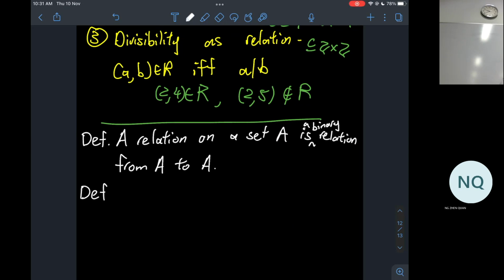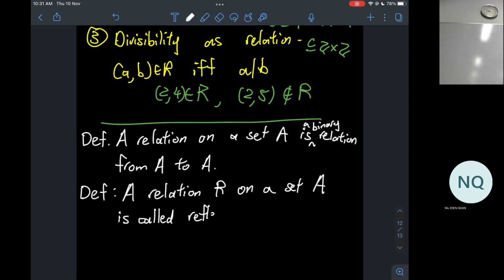Definition. There are 3 properties we really care about. These 3 properties you should understand using your own way. When we talk about a relation, you need to reflect on yourself first. So the first property is called reflexive. Reflexive comes from the word reflect. Do you know what reflect is?